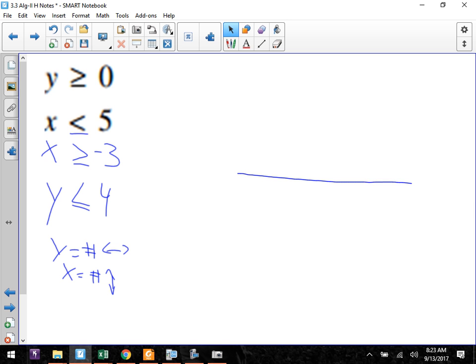Okay. So we start with y is greater than or equal to 0. So I label it, y greater than or equal to 0. Which direction is that going to happen? Up, right? Now I have two x values to throw in. X is less than or equal to 5, and x is greater than or equal to -3. So -3 on one side, 5 on the other, and they become vertical.